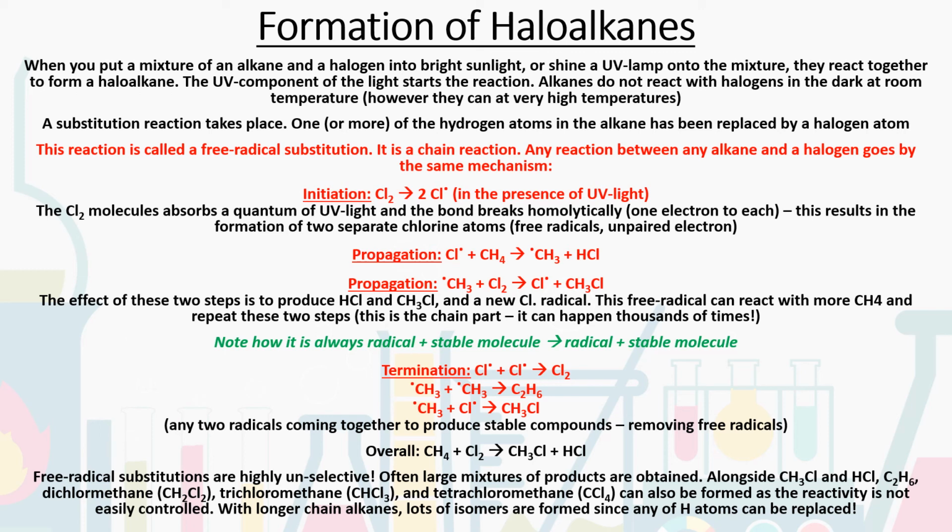And you can see that if you start off with even bigger alkanes, there's lots and lots more products that could be obtained. So it's not a particularly great way to do it because the reactivity is not easily controlled. With longer chain alkanes, tons of isomers end up being formed because any of the hydrogen atoms can be replaced.